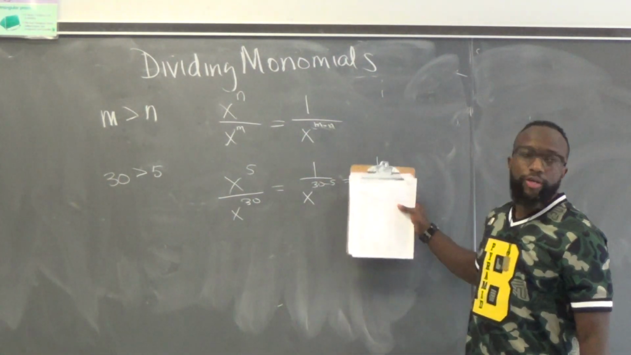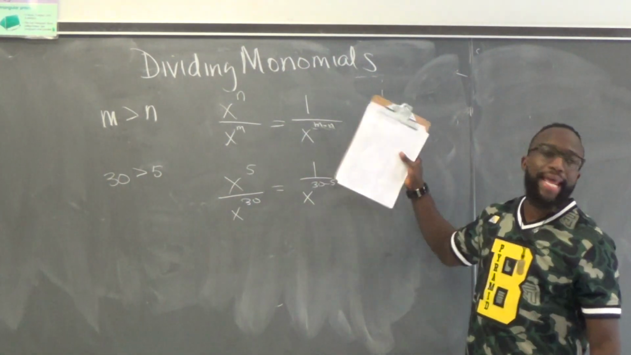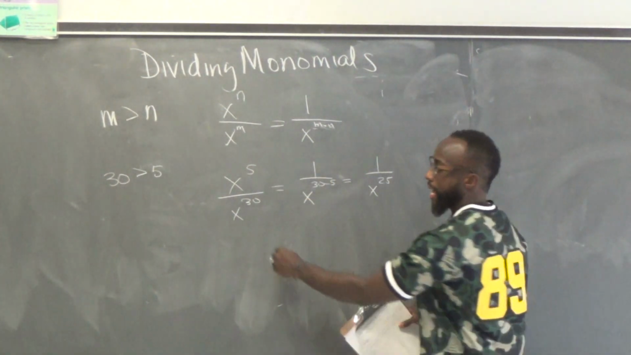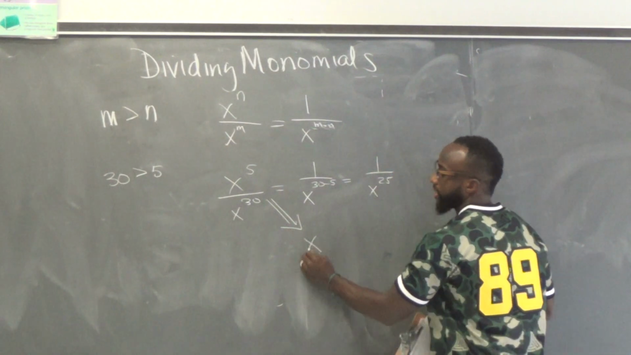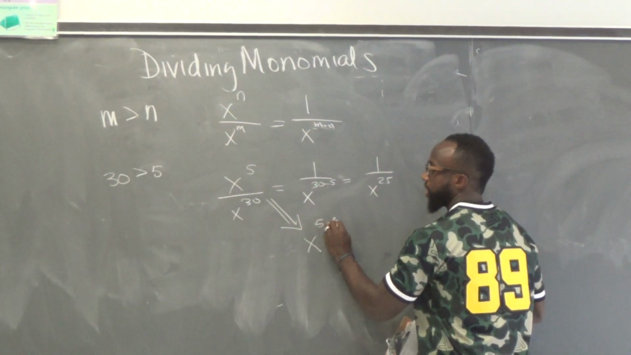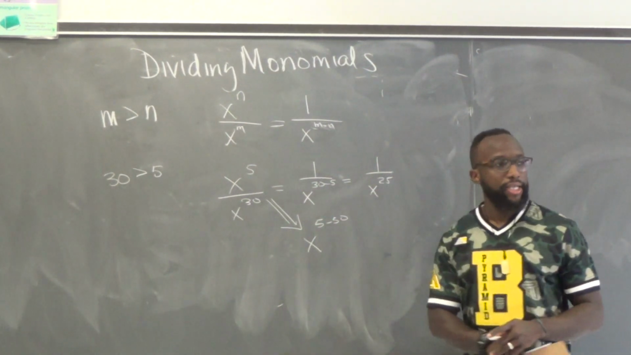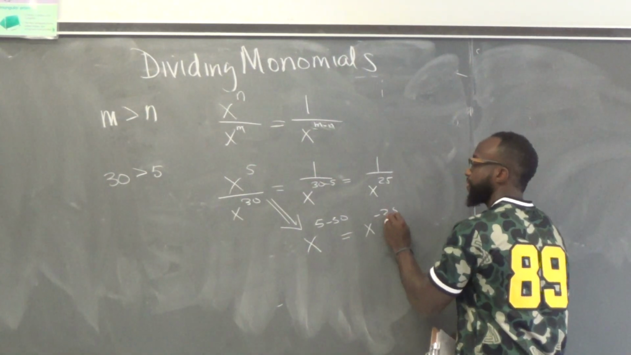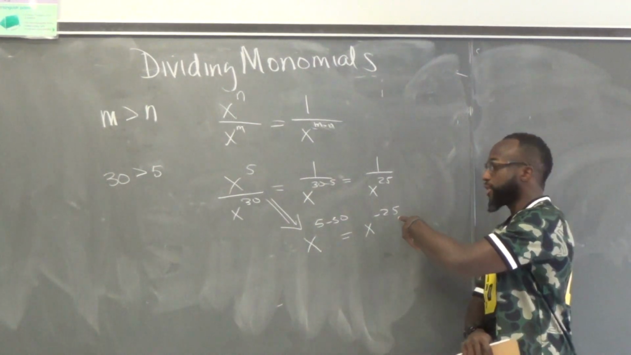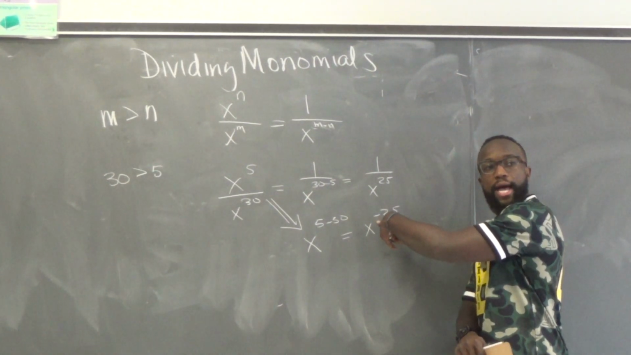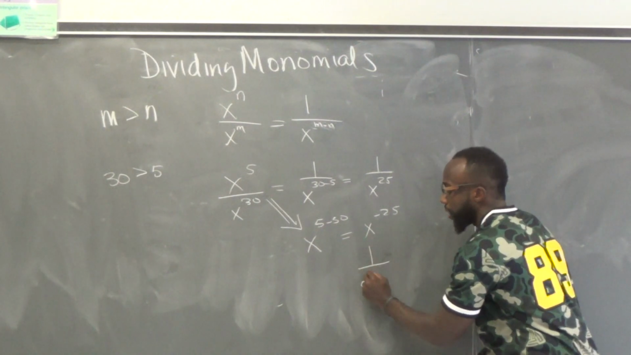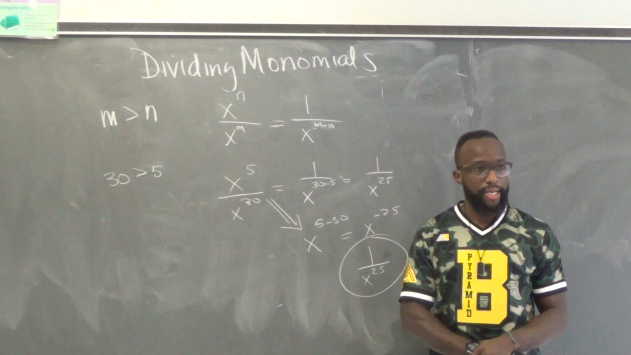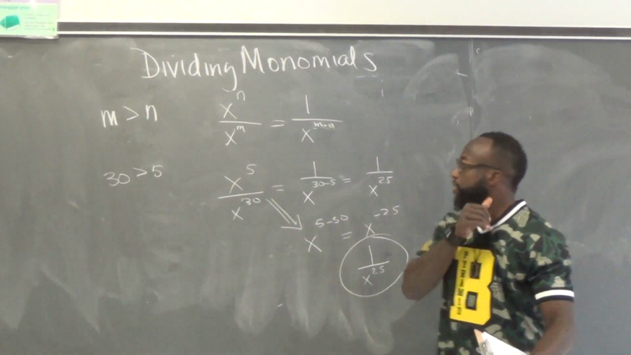This is the rule. You cannot have a negative exponent. So if we were to work this out normally, we have x to the 5 minus 30. 5 minus 30 is what? Negative 25. So you have x to the negative 25th power. And so to get rid of this negative sign, you put it over 1. Everybody understand that? Alright, and so that's the rule.